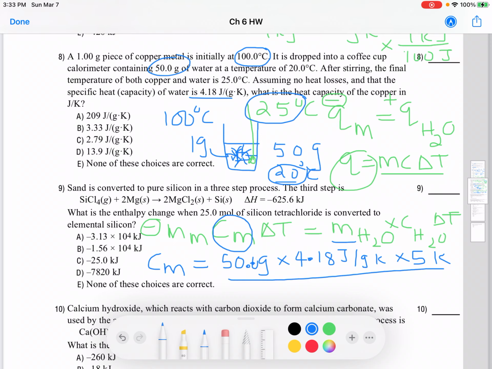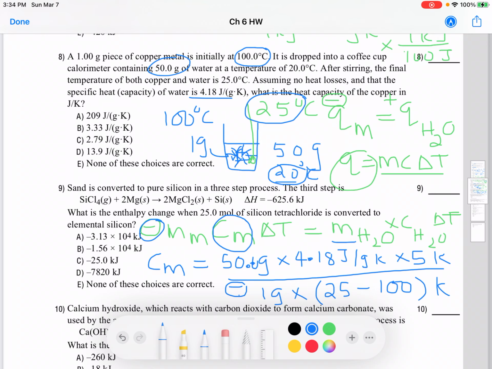And you divide it by, remember we have a negative term here, you can keep it there, the mass of the metal, which is 1 gram, times the delta T for the metal. Delta T for the metal is the final temperature 25 minus the 100 degrees Celsius the metal was at to begin with. So 25 minus 100 is negative 75. And that negative and this negative sign at the front cancel. So you will have a positive value for the heat capacity of the copper metal. So basically you can multiply 50 times 4.18 times 5 Kelvin over 1 times 75.